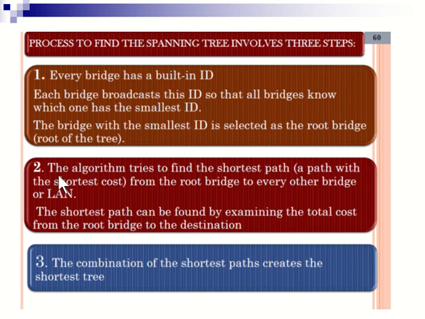Step 2: the algorithm tries to find the shortest path from the root bridge to every other bridge or LAN. From the root bridge, we are going to find the shortest path to the other bridges or to a LAN. The shortest path is found by examining the total cost from the root bridge to each of these destinations. Step 3: the combination of shortest paths creates the shortest tree.